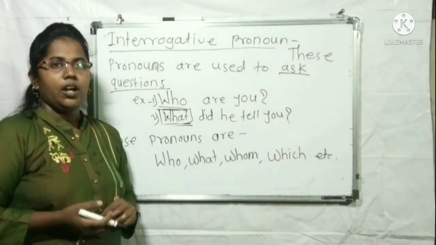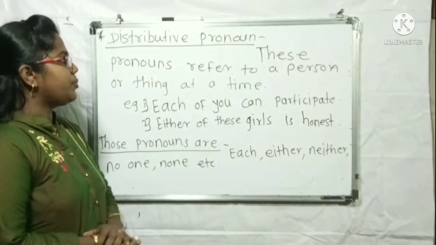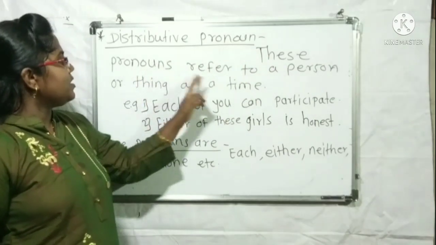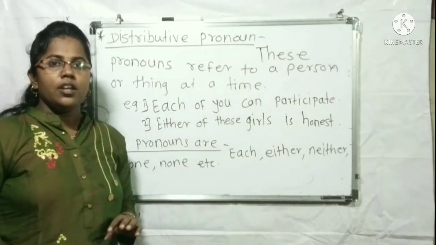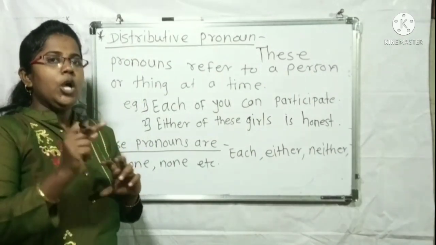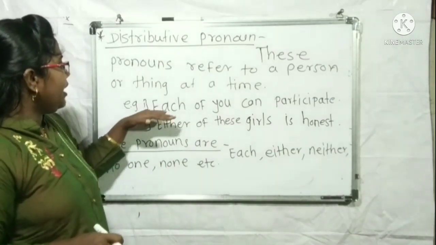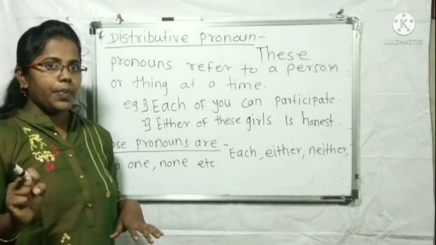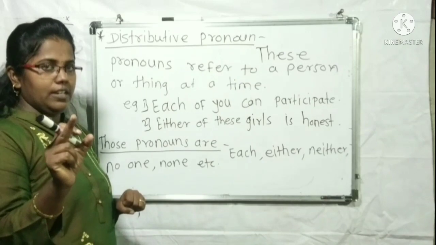Next type is distributive pronoun. Okay, this is the definition of distributive pronoun. What is that? Let's try to understand. These pronouns refer to a person or thing at a time. Means when you are using these pronouns, at that time you have to refer to only one person or one thing. That's it. For example, each of you can participate. Each of you means only one person.